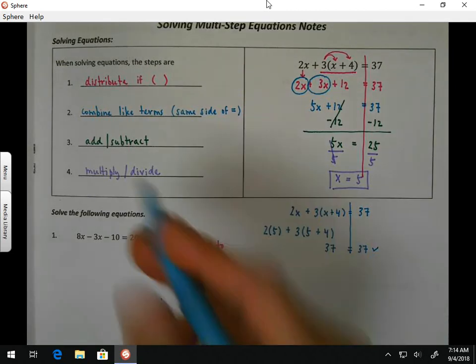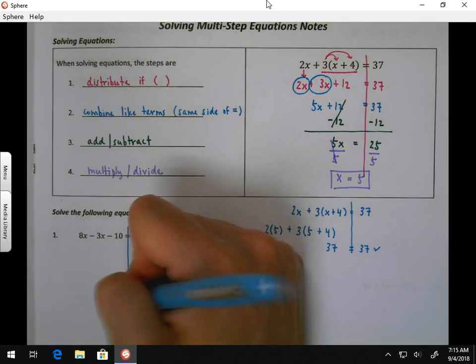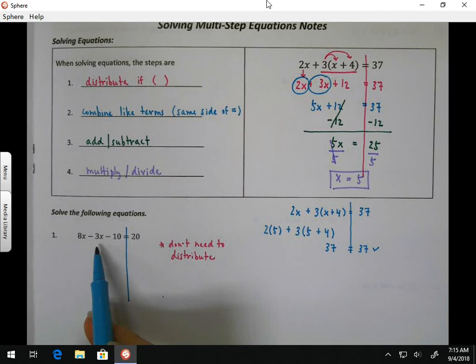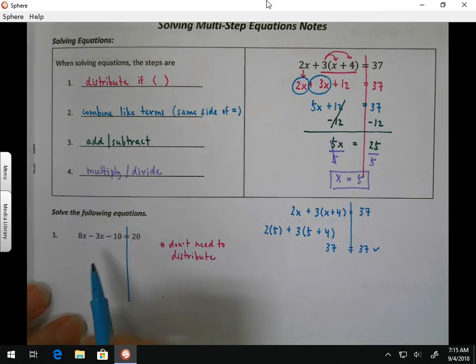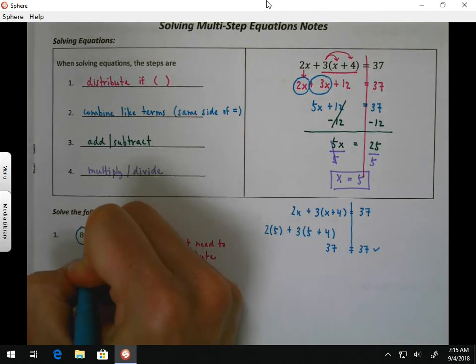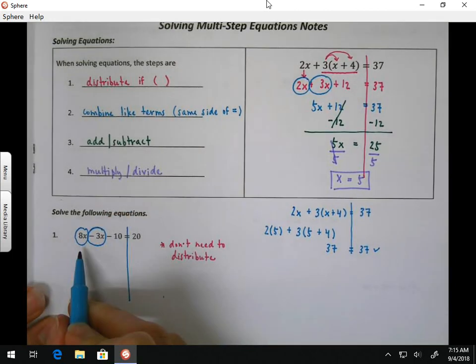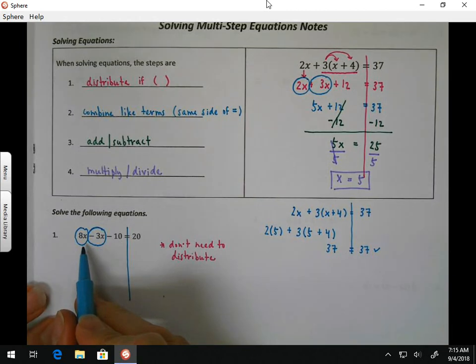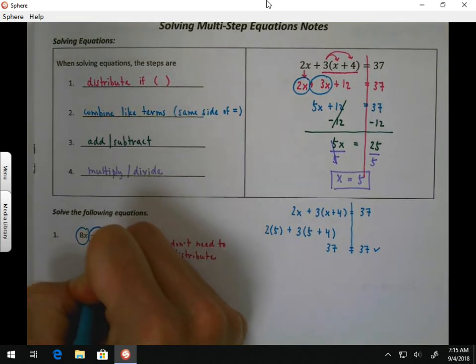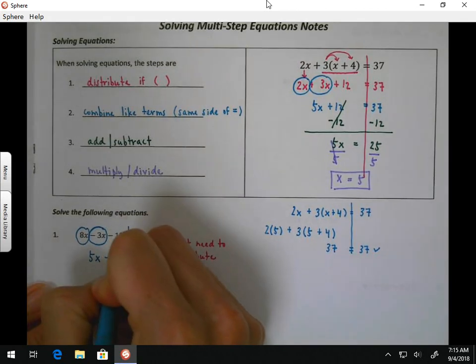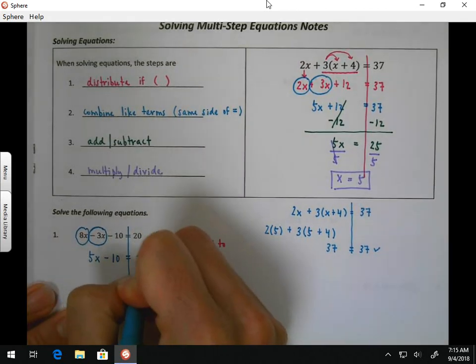So now I'm going to check. All my variables are on the left side here. Step 2 said to combine like terms on the same side of the equal sign. So I notice here I have a positive 8x and a minus 3x. Again, we have to be really careful of those signs. When I combine those, I'm subtracting the coefficients, 8 minus 3, which is going to give me 5x. I'm going to bring down the minus 10, and I'm going to bring down the 20.